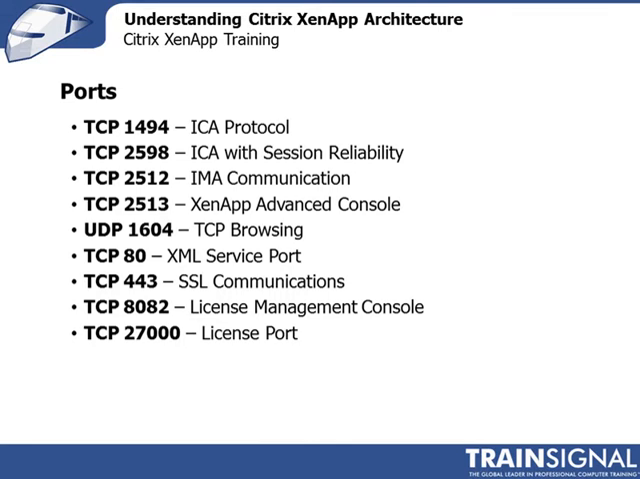TCP port 2512 is for IMA communication, server-to-server communication. TCP 2513 is when you're using your administrative console to communicate with the different XenApp servers. You do that over port 2513. UDP 1604 is for TCP browsing, and you have the rest of the ports here.